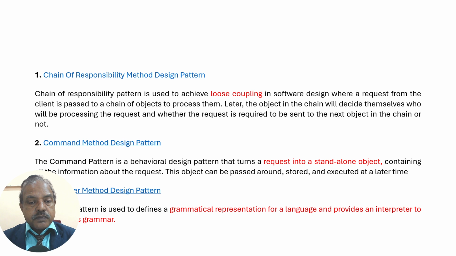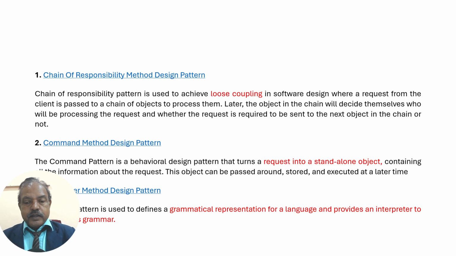First, I'm going for the chain of responsibility method of design pattern. Here, chain of responsibility pattern is used to achieve loose coupling in software design, where a request from the client is passed into a chain of objects to process them. So, what is loose coupling? What is tight coupling? In the class, I already explained to you.